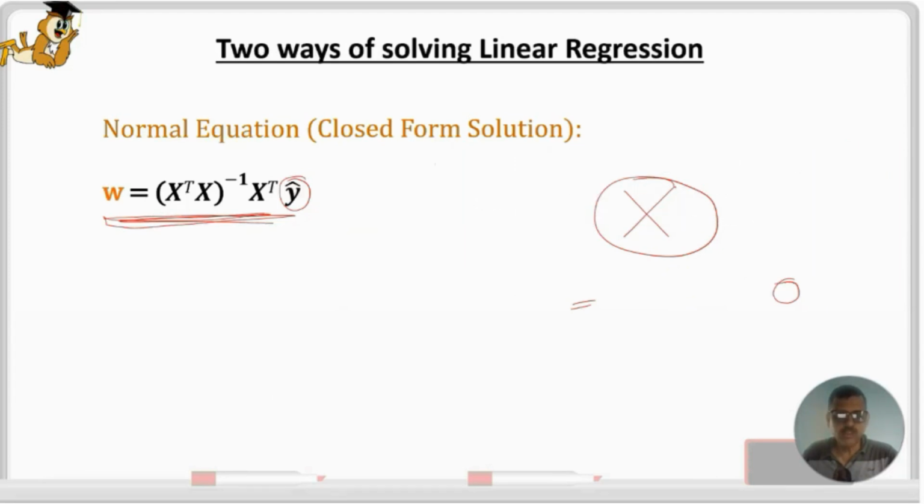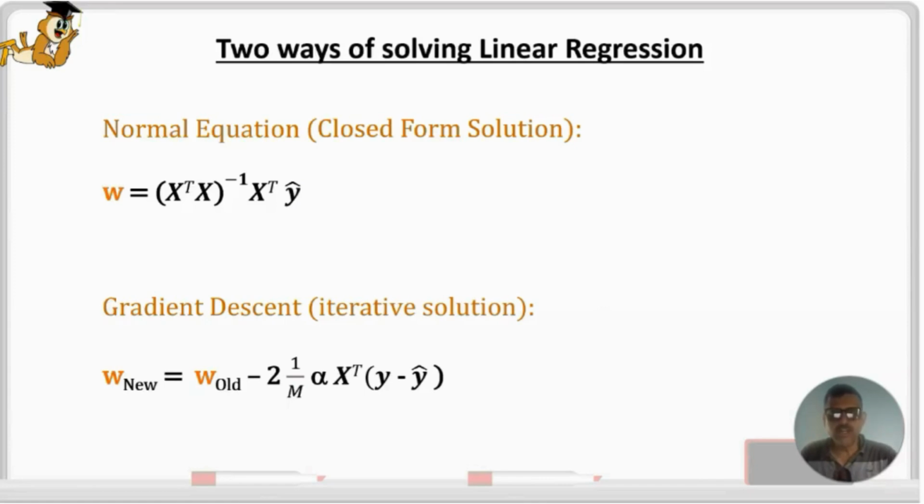The other solution that we came up with was the gradient descent solution. Okay, and why did we come up with it? We noticed that the closed form solution involved a matrix inverse. You had a matrix X transpose X whose inverse you had to find, and this was a matrix of size n plus 1 by n plus 1.